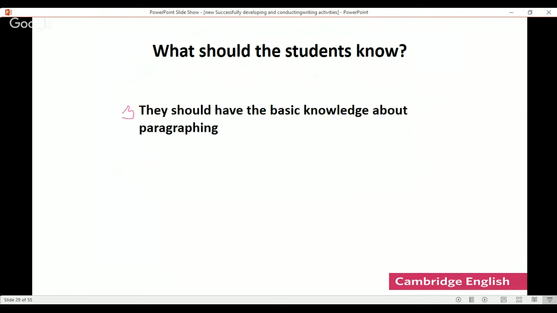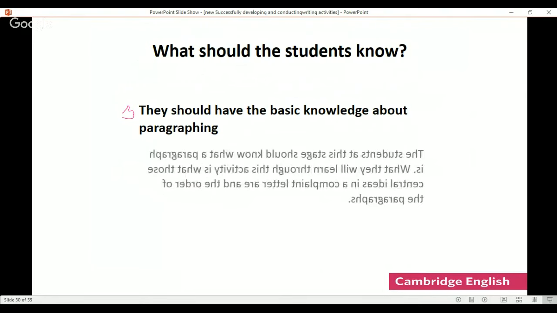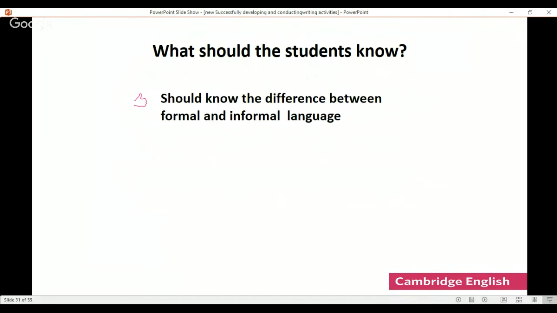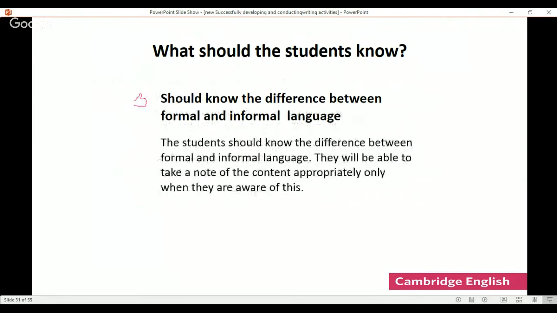They should have basic knowledge about paragraphing. Students at this stage should know what a paragraph is. What they will learn through this activity is what those central ideas in a complaint letter are and the order of the paragraphs. Students should know the difference between formal and informal language. They will be able to take a note of the content appropriately only when they are aware of this.